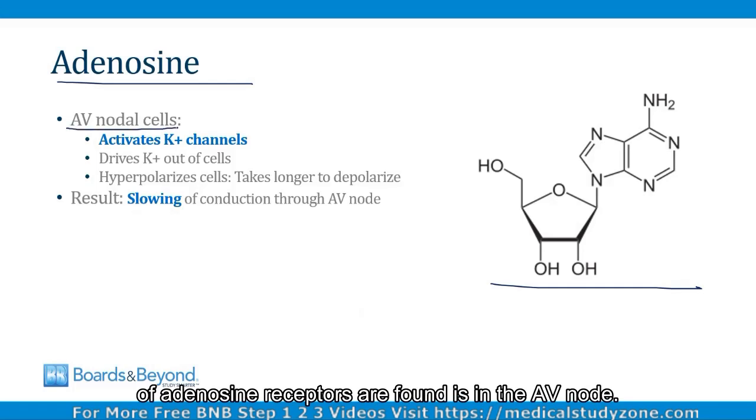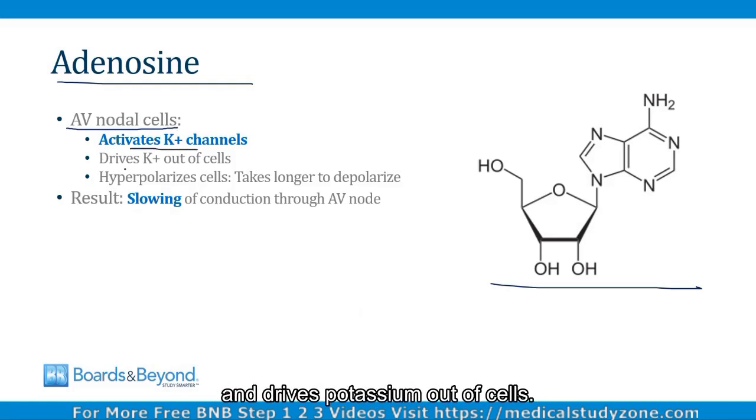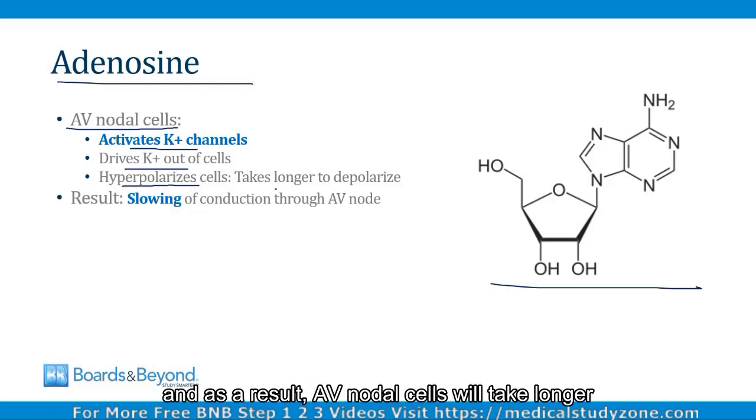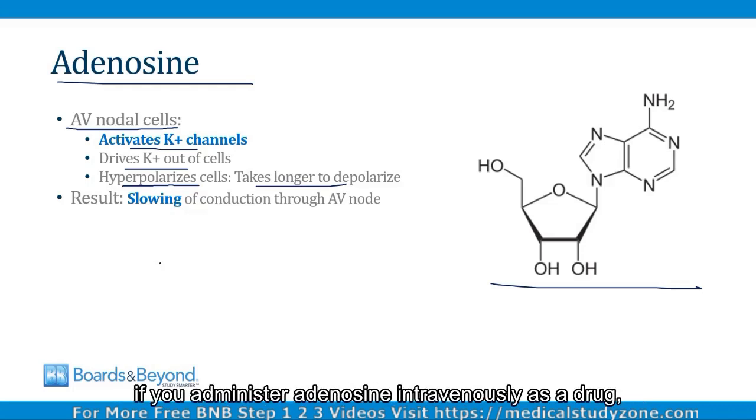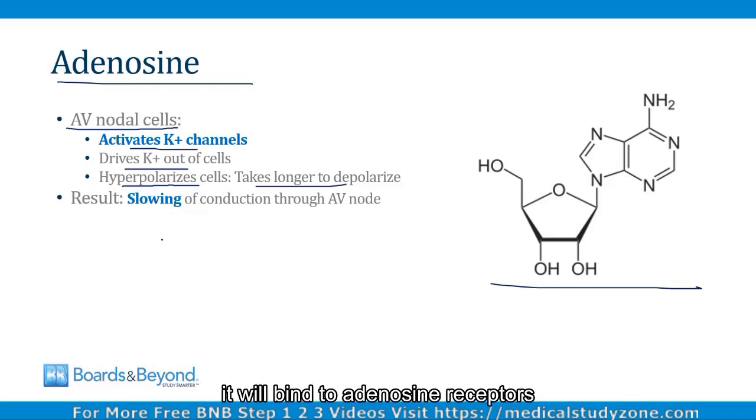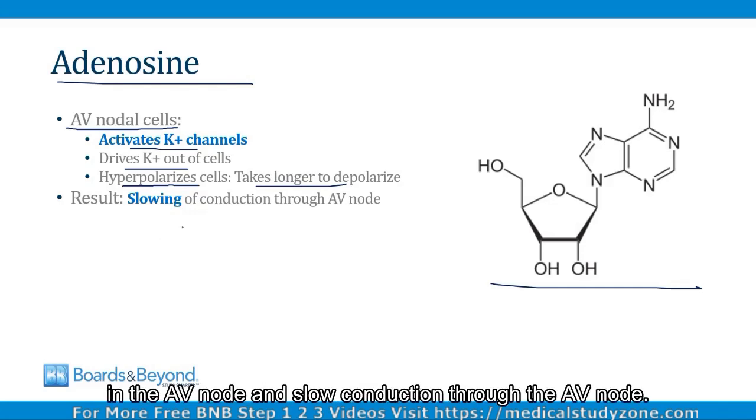in the AV node. And when these receptors bind adenosine, this activates potassium channels and drives potassium out of cells. This causes the voltage across the cell to become more negative. In other words, it hyperpolarizes the cell, and as a result, AV nodal cells will take longer to depolarize when those cells have bound to adenosine. So what this means is, if you administer adenosine intravenously as a drug, it will bind to adenosine receptors in the AV node and slow conduction through the AV node.